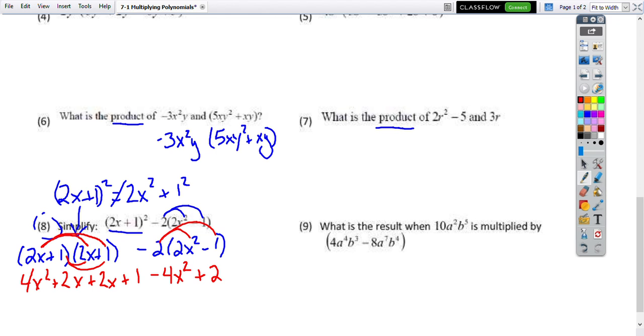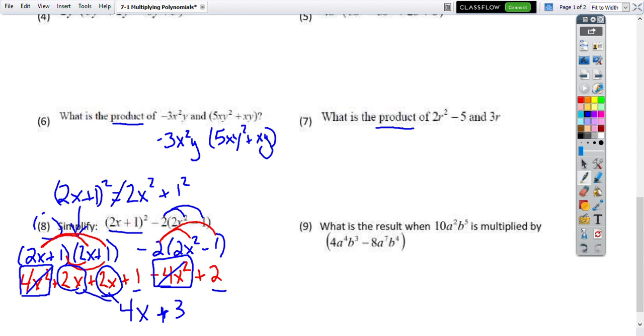So if we look, what are we looking for in like terms? Have the same variable with same exponent. So this negative 4x squared and this positive 4x squared are like terms. This positive 2x and that positive 2x are like terms. And then the 2 and the 1 here. So these guys are going to cancel out. This is going to give me 4x from these two, and 2 plus 1 is 3. That's essentially what's going on for that question.